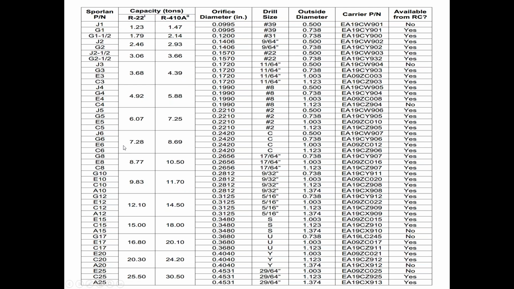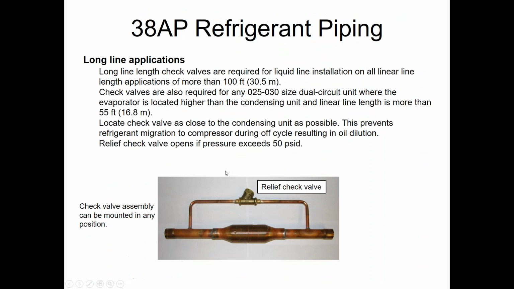Okay, so that's what this nozzle deal is about, the letter and the number. Again, the letter designates the outside diameter that governs what TXV it actually fits in, and the number is the tonnage of that particular nozzle. So hopefully that all makes sense. Okay.